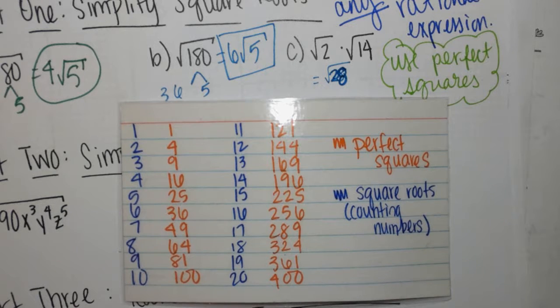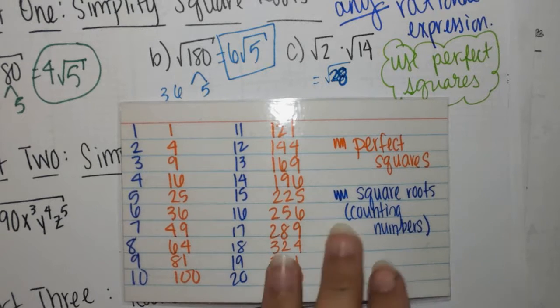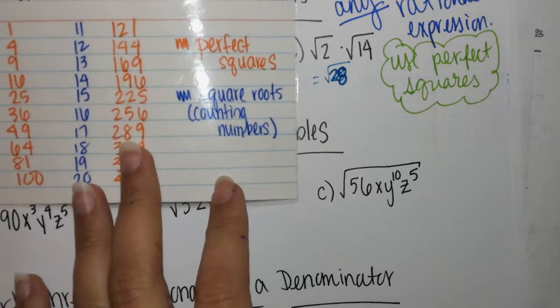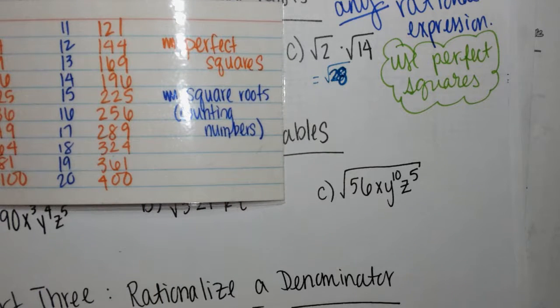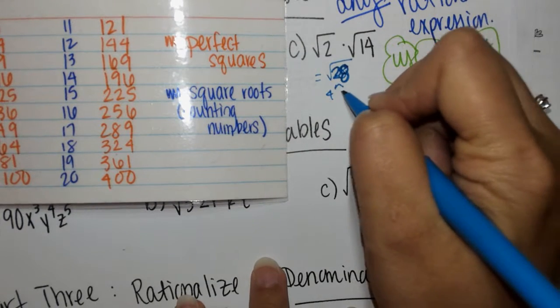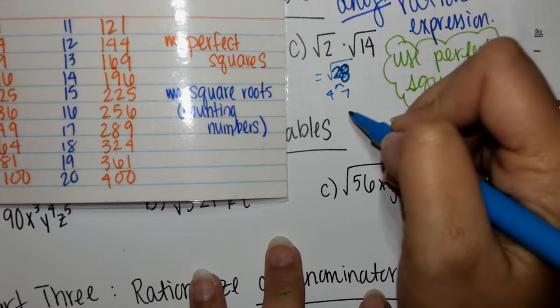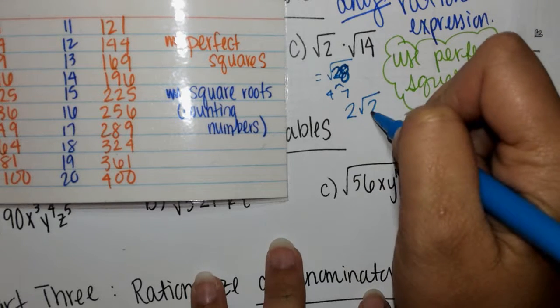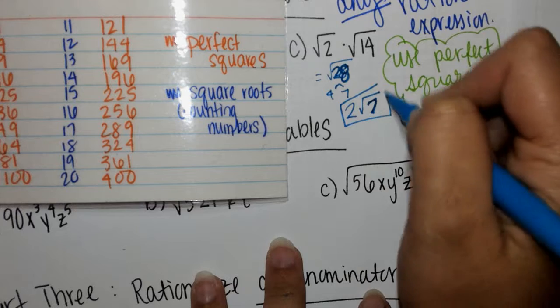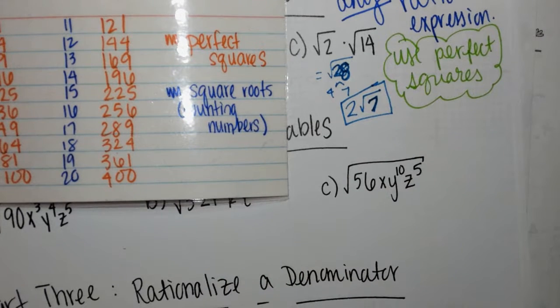You multiply 2 times 14 and you get 28. And then you find the biggest perfect square that goes into 28. Anybody? 4. 4 and 7. So that's 2 root 7. That's how you say the answer. 2 root 7. How do you say the answer? 2 root 7. Woo! Ta-da! That's it.